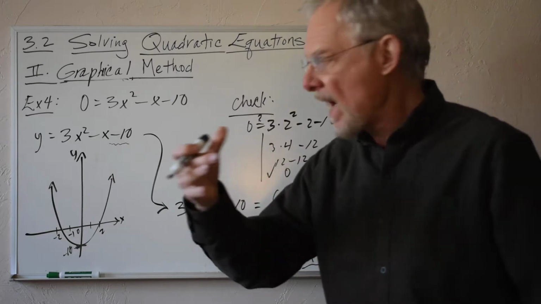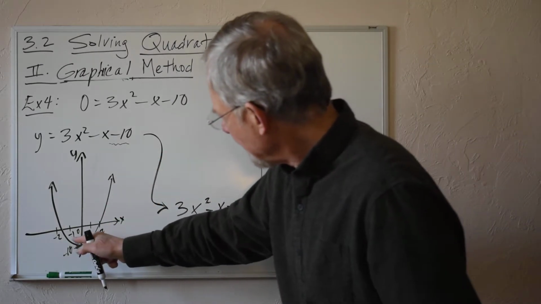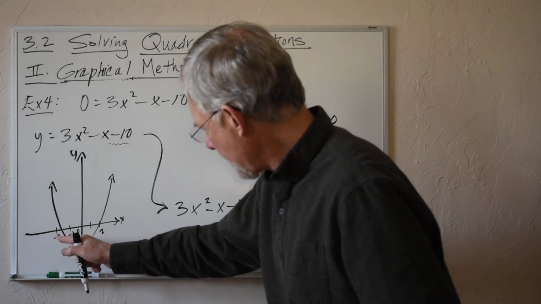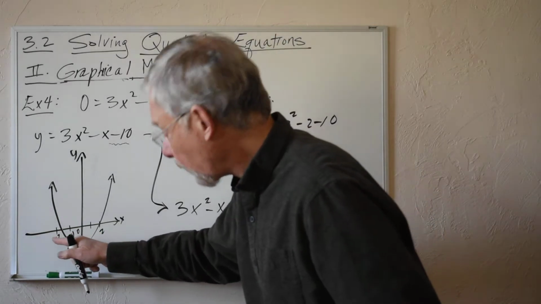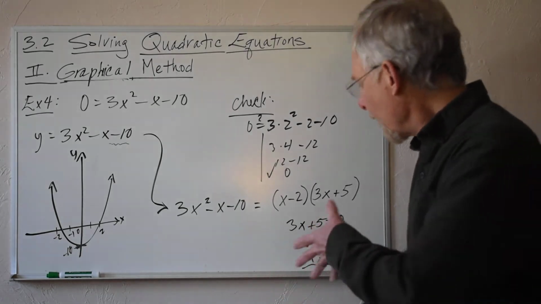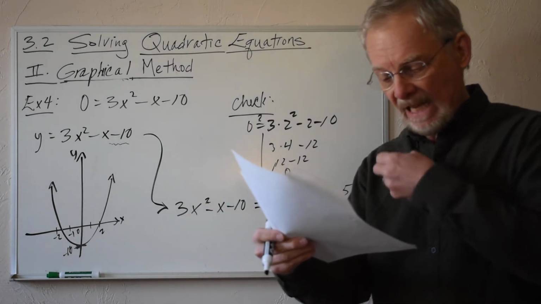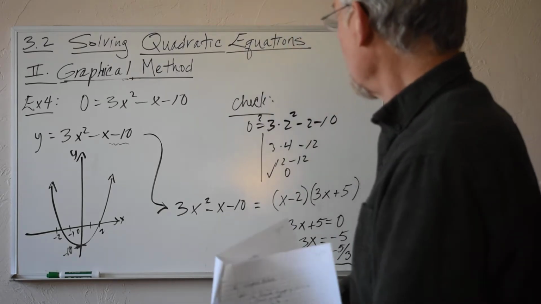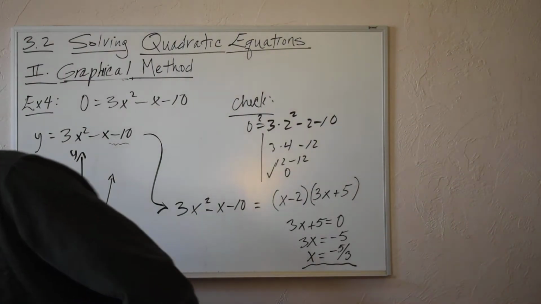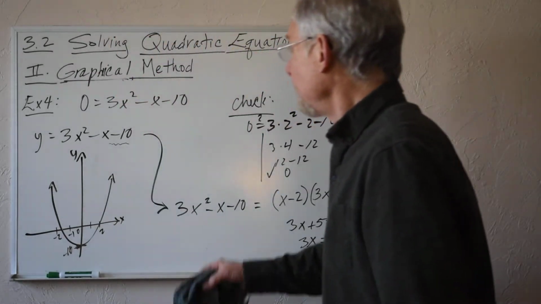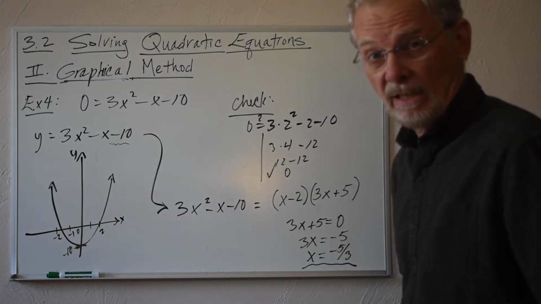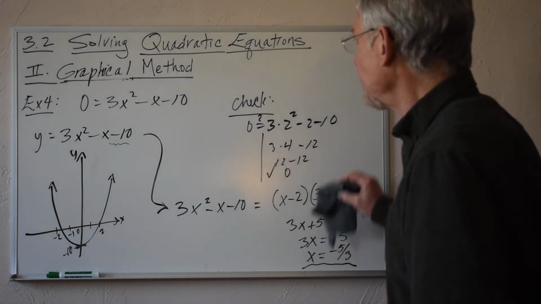Does that jibe with your graph here? Yeah, negative 5/3. That's between -1 and -2, and it's closer to -2, so everything seems to fit together and make sense. All right, for those of you then who are graphing enthusiasts, you can always try the graphical method, but of course you're always going to have to do a little bit of factoring in there also.